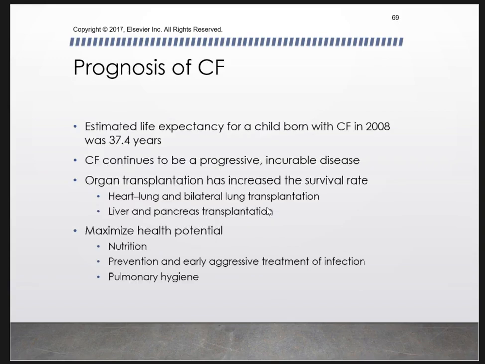So the overall prognosis in 2008 for a kiddo with CF was 37.4 years. I know that that has gone up now. We still consider it an incurable disease even in somebody who's had a transplant. But the transplant potential has increased the life expectancy. When we're talking about lung transplant, the survival rate is actually 75% at 1 year and then 55% at 3 years following transplant if they're still infection-free and doing well.